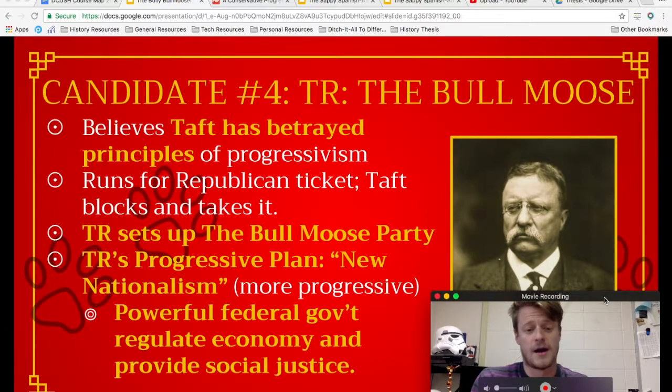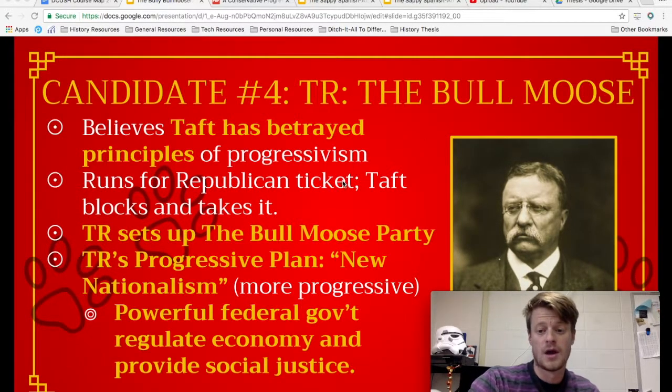And so when he starts basically organizing this party, it is remarkably successful in terms of getting support, as you'll see here in a second. His plan was called, in this election, New Nationalism. And in this case, TR from the past has shifted to become even more progressive and perhaps you could say left-leaning. A very powerful federal government to regulate the economy and to provide social justice. Okay? And again, this is called New Nationalism. So we have New Freedom for Woodrow Wilson, and we have New Nationalism for Teddy Roosevelt.